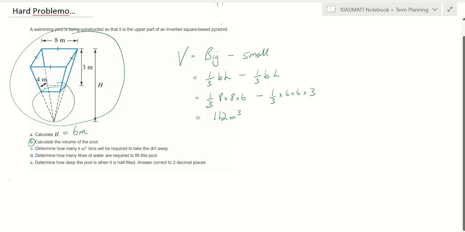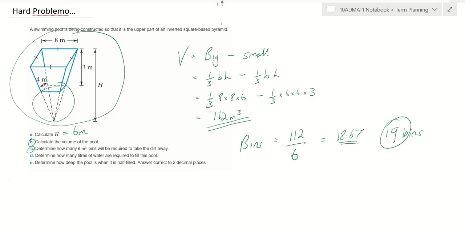If you want to know how many bins, well, if one bin takes away 6 cubic meters, then we take this volume and we're going to divide it by the 6 cubic meters, which will fit in one bin. And we'll get a decimal here. So obviously, if we want to take all the rubbish away, we're going to need to round this up so that we have a total of 19 bins.